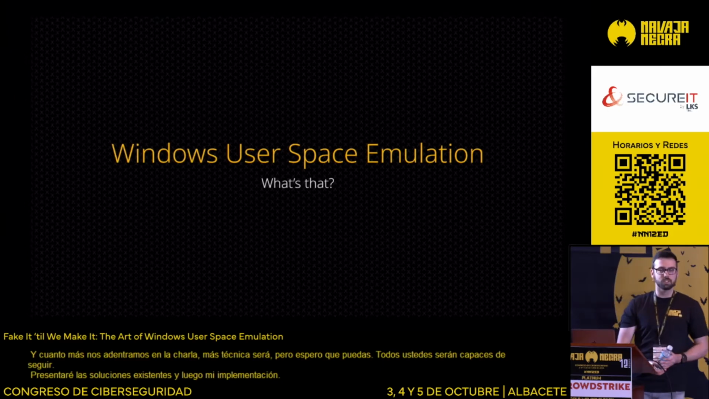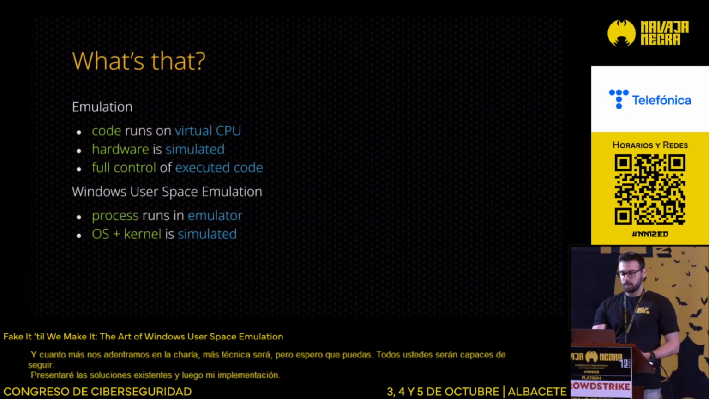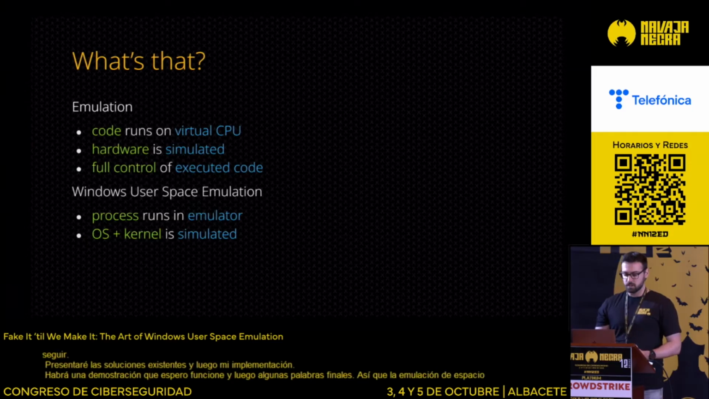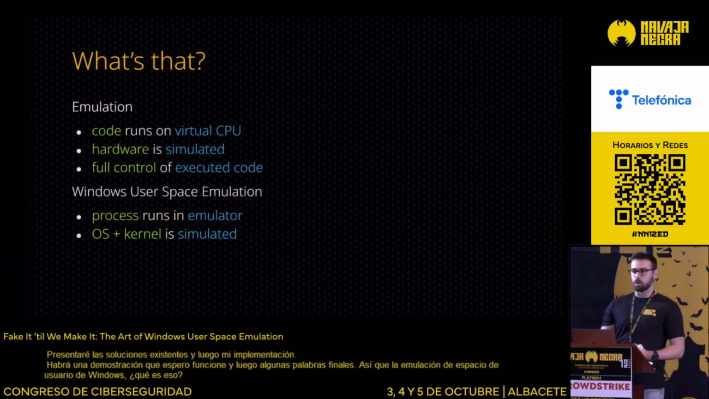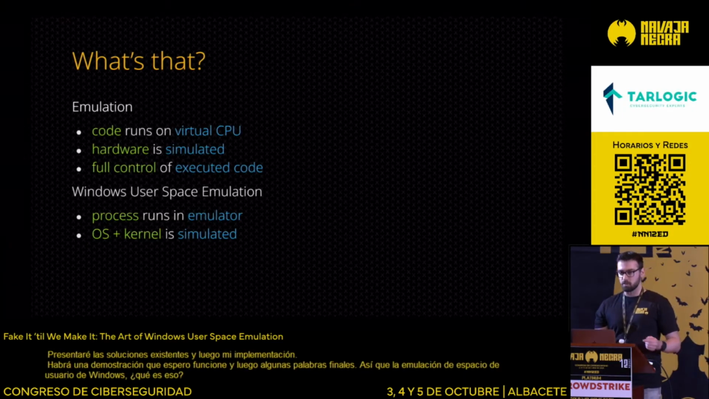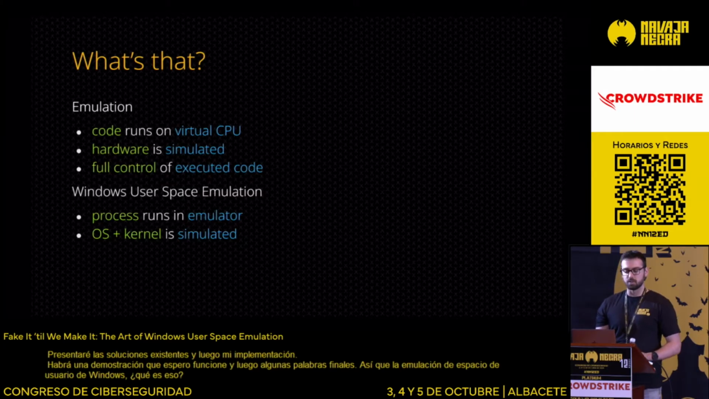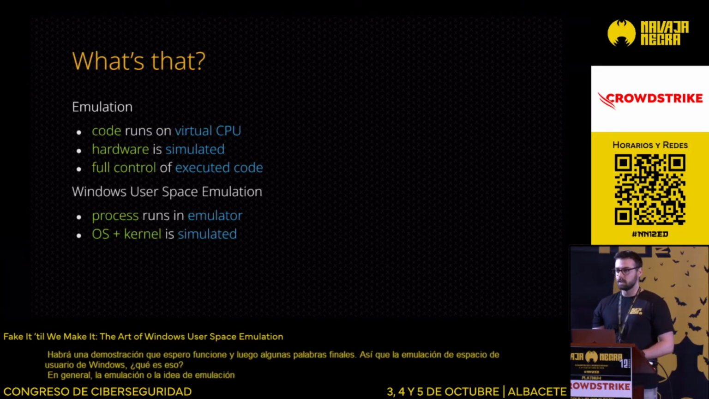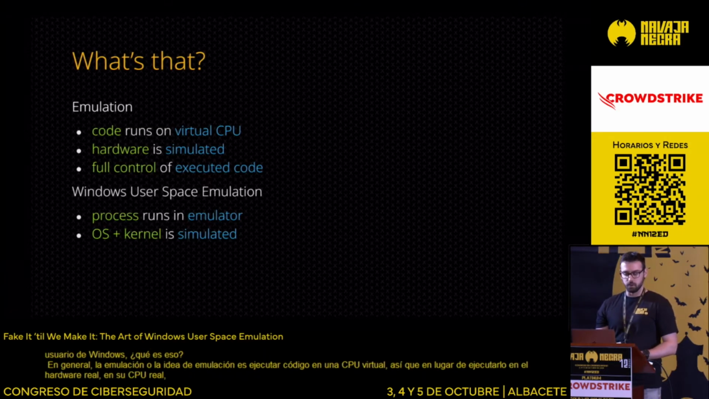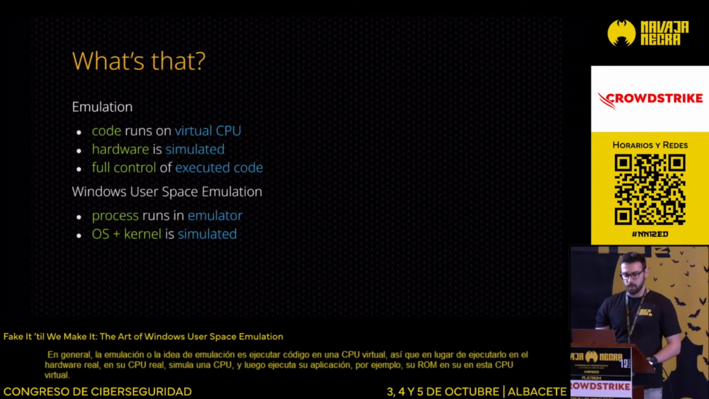So Windows user space emulation, what's that? In general, emulation, or the idea of emulation, is to run code on a virtual CPU. So instead of running it on the real hardware, on your real CPU, you simulate a CPU, and then you run your application, for example, your ROM, on the virtual CPU. And the idea is to simulate all the hardware around it. And the benefit you get is that the emulator has full control over the executed code. And we'll see later why this is so important.